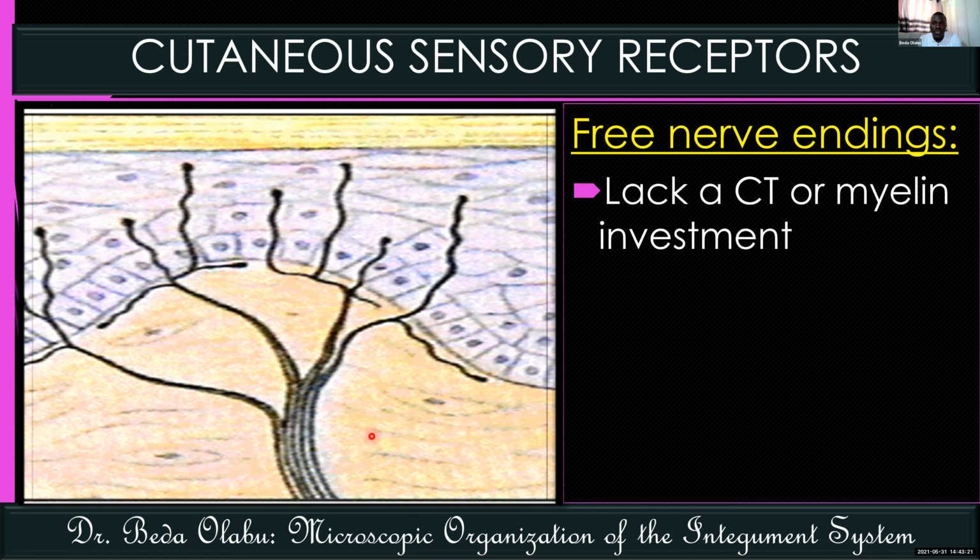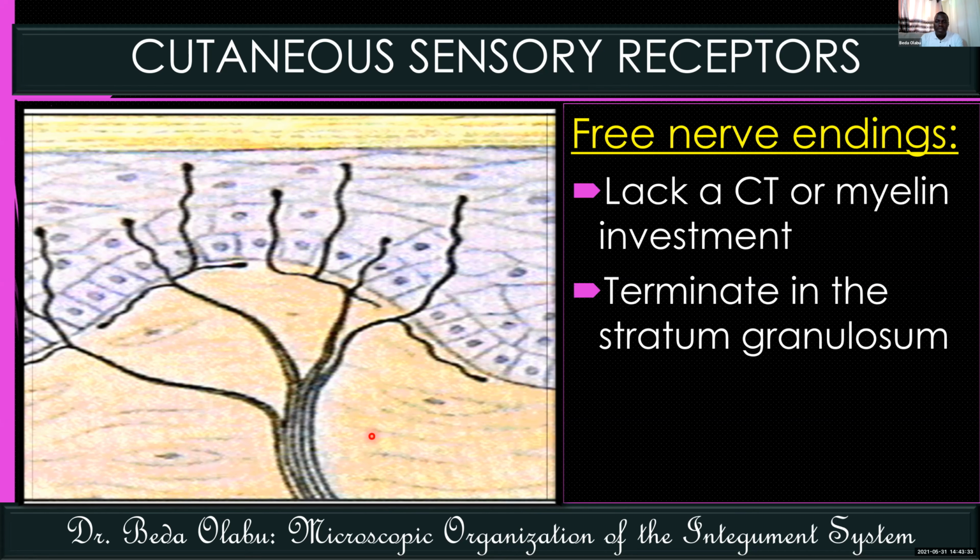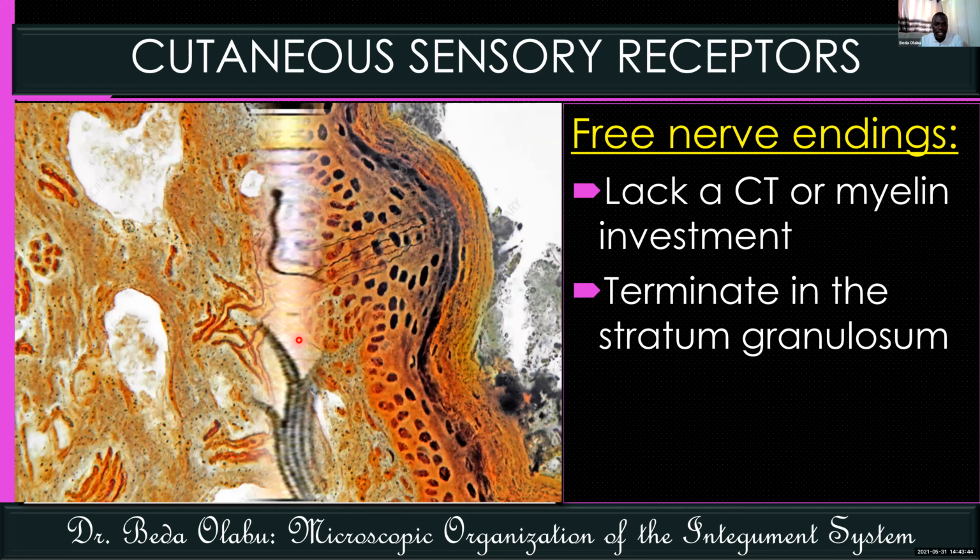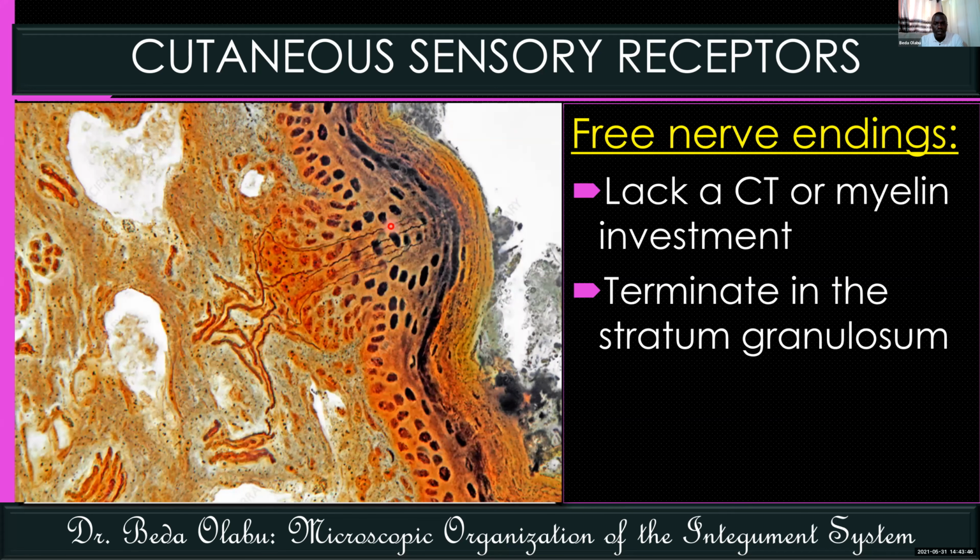Usually these ones are nerve endings that do not have myelin around them. And also they don't have connective tissue around them. So it's just a free nerve ending, as the name suggests. The free nerve endings terminate in the stratum granulosum of the epidermis. They would look like this, or perhaps like this in an actual slide.